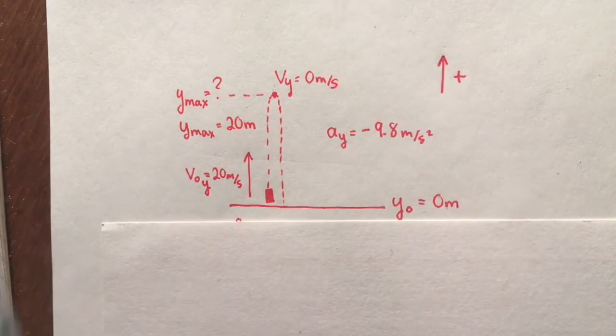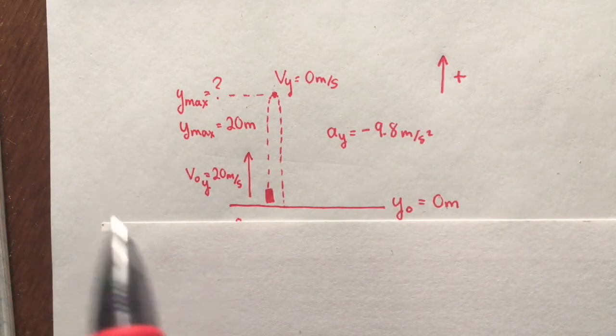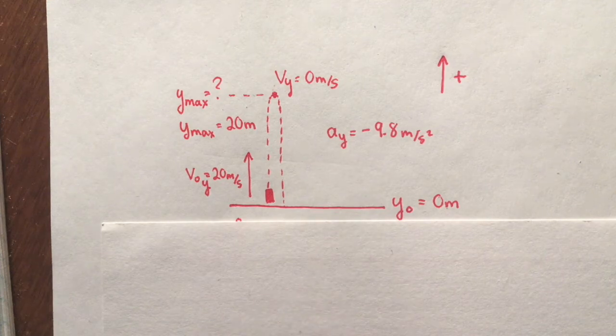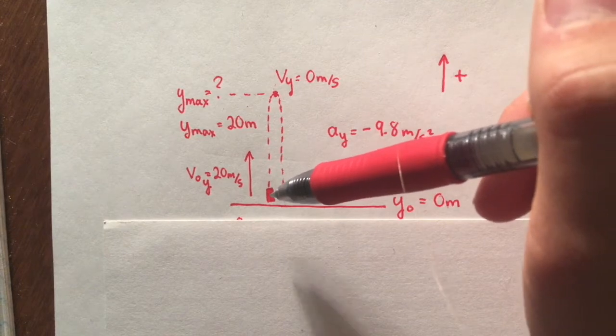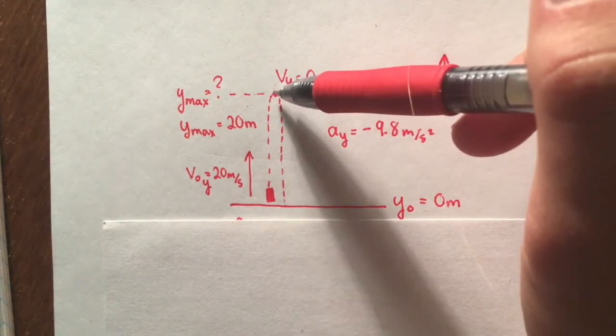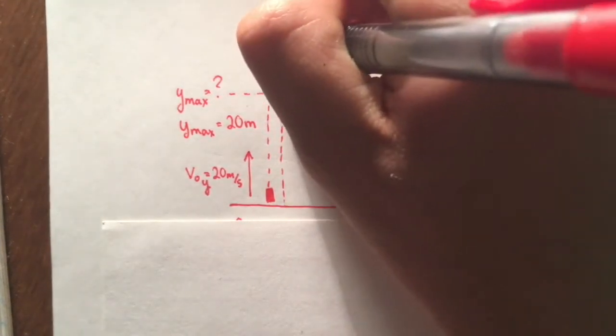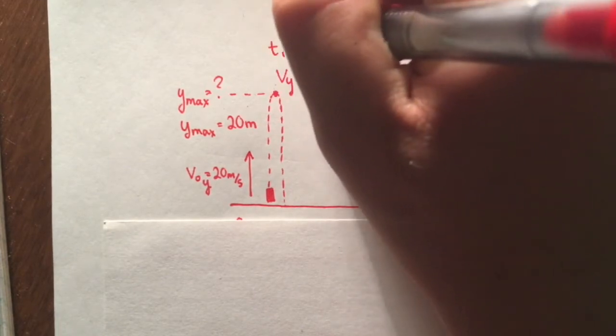I have a picture. I labeled my knowns. What is the target for part B? The target is the time it takes the Cheeto to get from the ground all the way to the peak. So I'm going to call that T1, and that is our question mark.